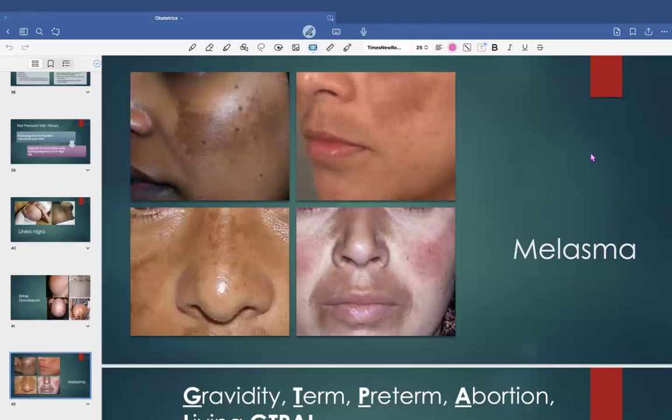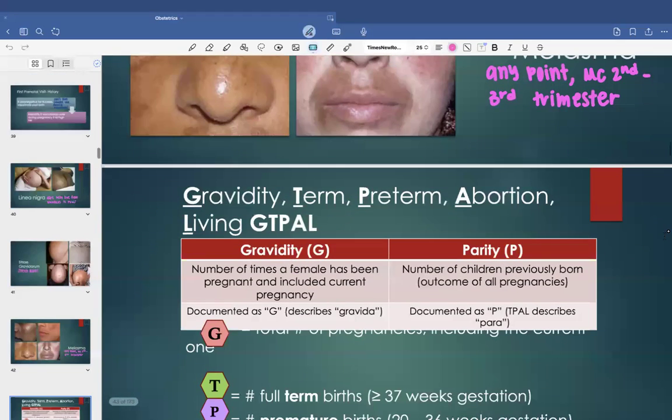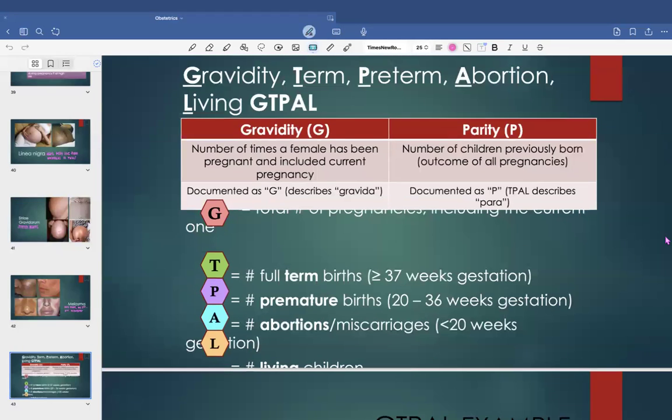Why don't we take a break and then we'll get into gravidity and parity. So this is how we can look at the information in obstetric history quickly. The G is the number of times a female has been pregnant, including the current pregnancy. So the total number of pregnancies, including the current pregnancy.